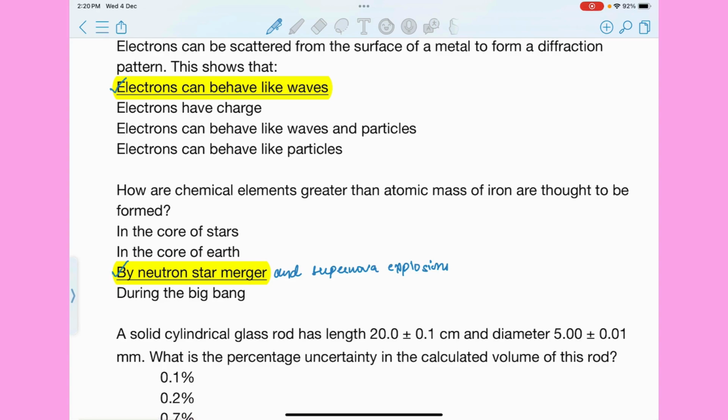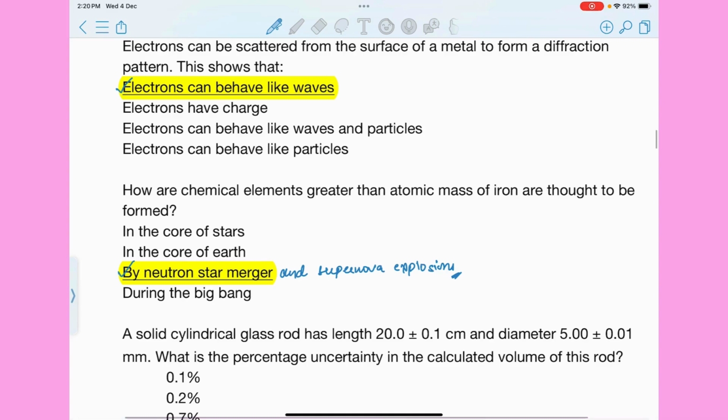So for the neutron star merger, when two neutron stars collide, they create an extremely high energy environment conducive to the formation of heavy elements through rapid neutron capture. Whereas the supernova explosion says that intense energy and pressure enable the synthesis of heavy elements beyond iron.